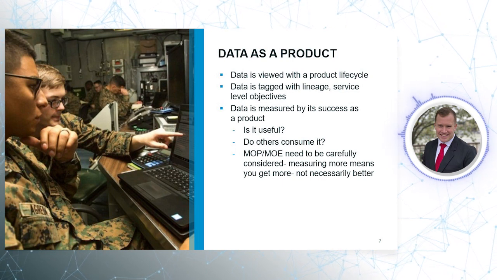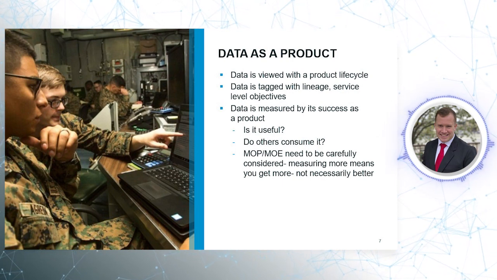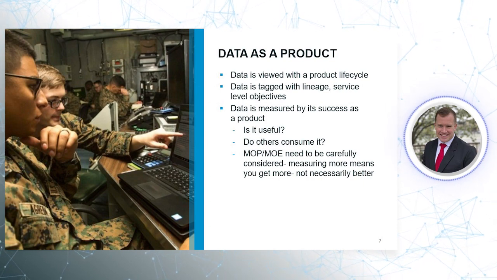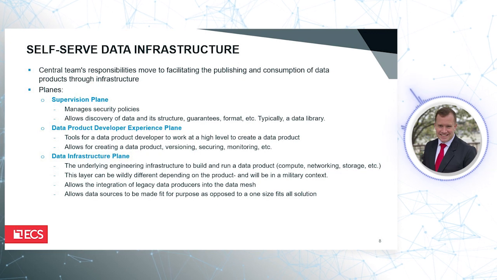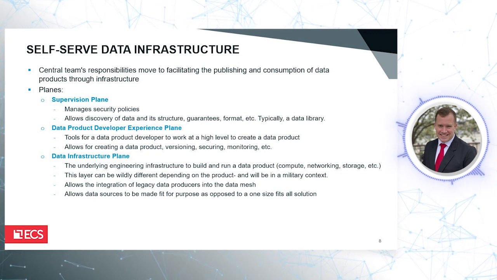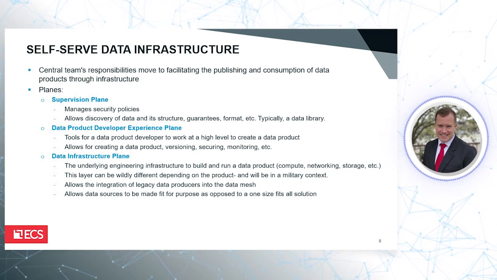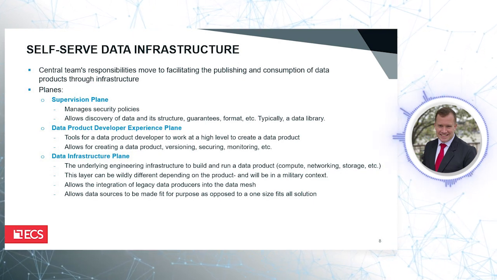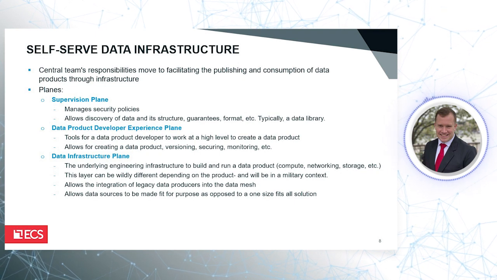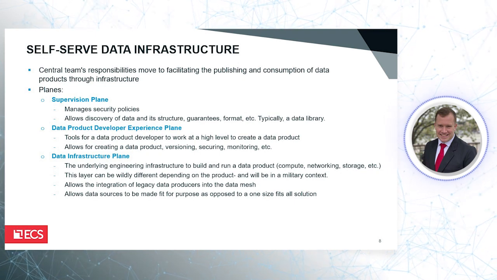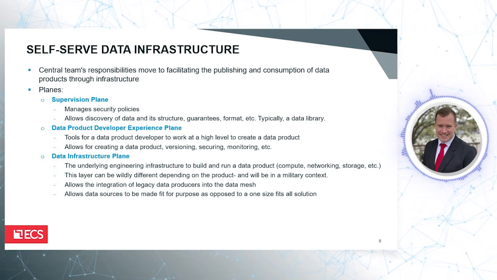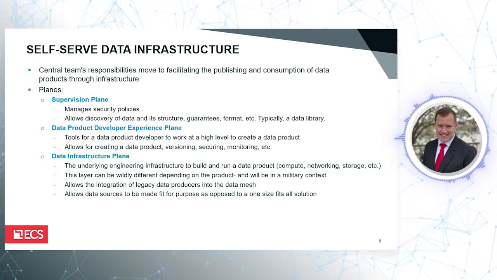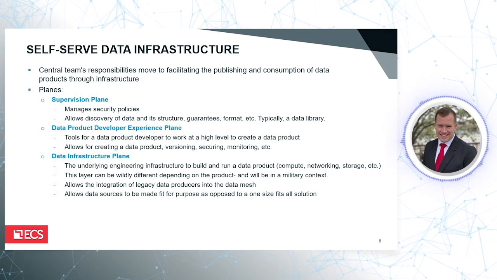For example, if your measure of effectiveness is how many products you have, you're just going to get a lot of products that might not necessarily be useful. So that central team that we talked about before, it doesn't go away. The central team's role changes from one where they're doing all the engineering on the data platform to one where they're facilitating the publishing and consumption of data products. And they're doing that through providing infrastructure resources to the teams that are going to produce those data products.